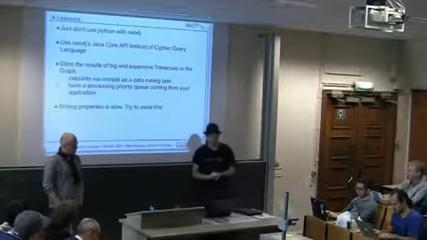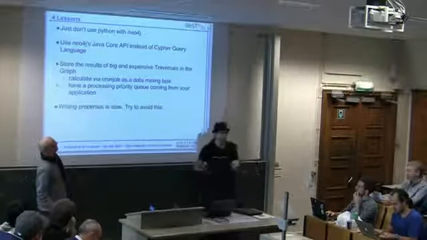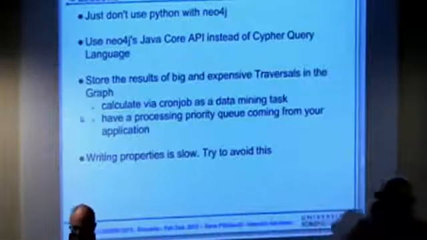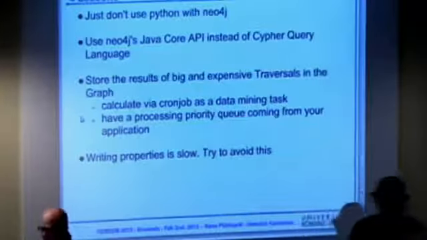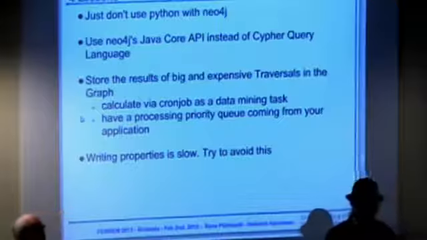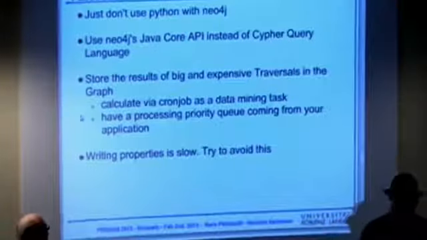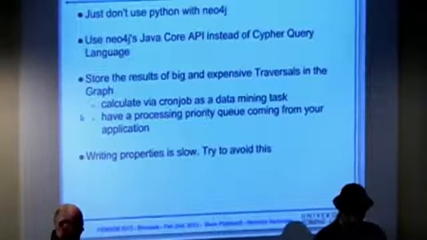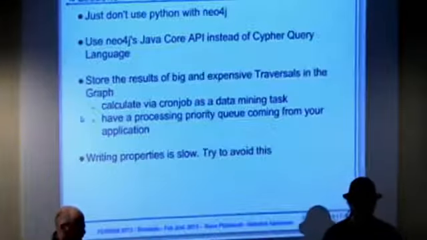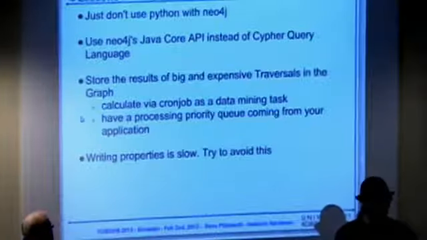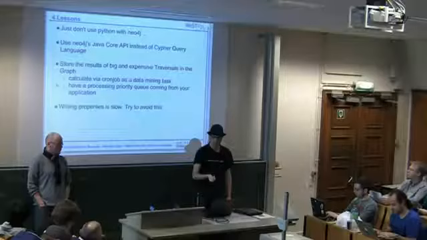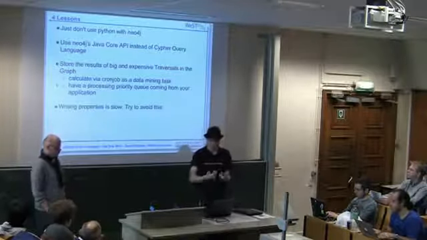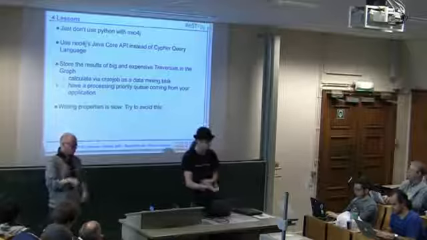So these are the 4 lessons that we learned. Just don't use Python with Neo4j, at least up till now. Hope anyone here is going to fix this. Another lesson that we learned is to use Neo4j's core API, so fixing Python might not even help, because Cypher is also not so fast right now. When we have expensive traversals that go really far, maybe you just want to cache the results and store them already in the graph. And writing properties, at least in the PageRank calculation and these kinds of things, is also not that fast, so try to avoid this.